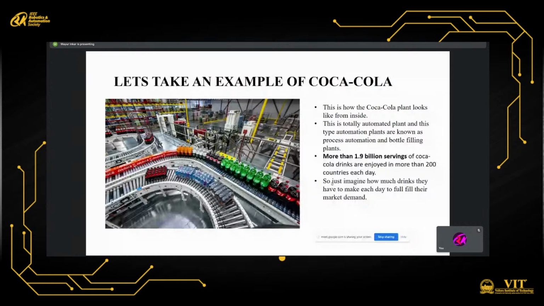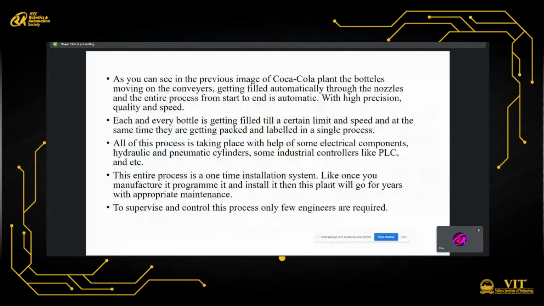So as I described, in the Coca-Cola plant bottles are moving on a conveyor, getting filled automatically through nozzles, and the entire process is automated. Each and every bottle is filled up to a certain limit. It is not overfilling and it is not half filled. It is filling to a certain limit, at a certain speed and in a perfect process time. It is getting labeled, packed, and delivered. All of this process works with the help of electrical components, hydraulic and pneumatic cylinders, and industrial components like PLC controllers, etc.